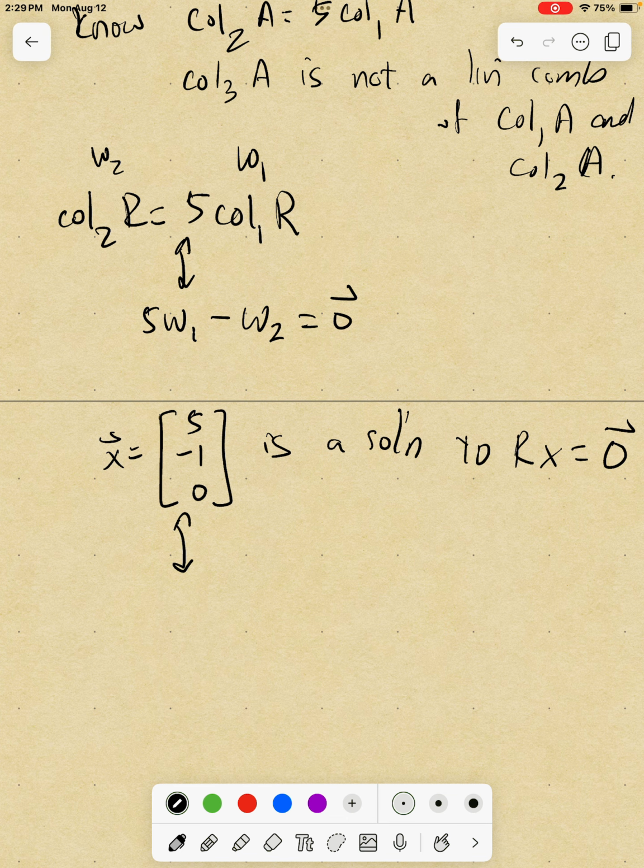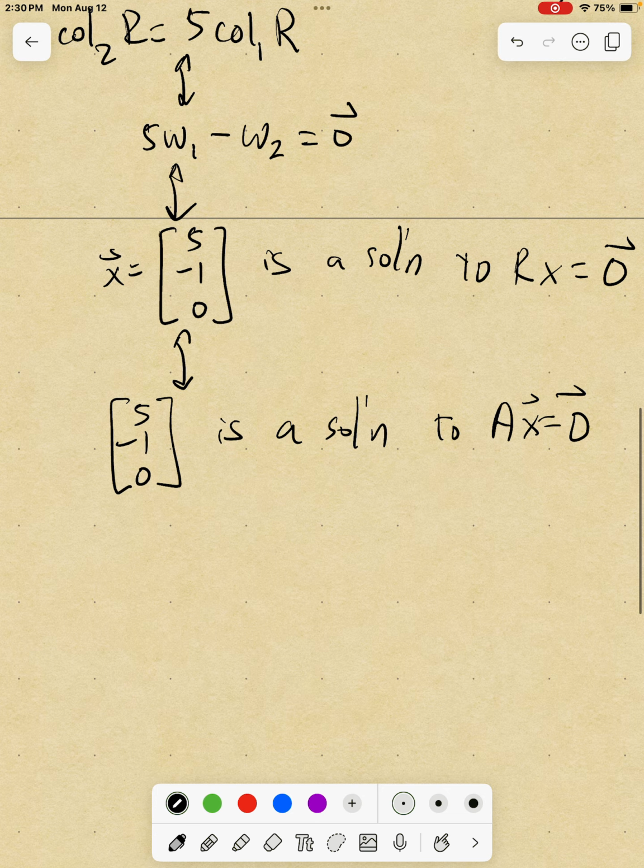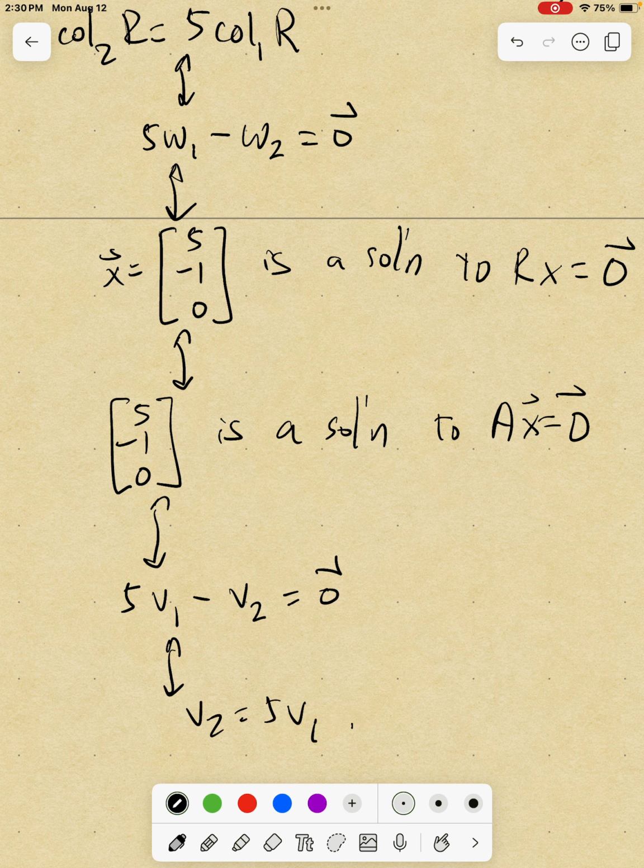And since the solutions to Rx equals 0 are the same as the solutions to Ax equals 0, we get that this is a solution to Ax equals 0. And since that's a solution to Ax equals 0, that tells you that 5 times the first column of A minus the second column of A is the 0 vector, and then that's the same as saying that V2 is 5V1. So that basically gives you an idea of why the relations among the columns persist when you do reduced row echelon form. Okay, thanks.